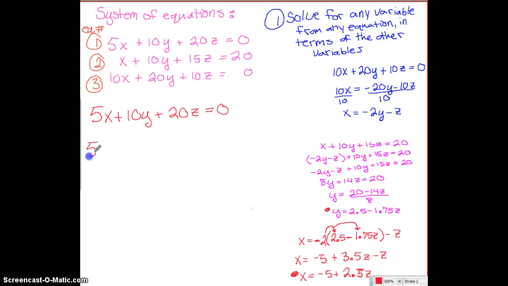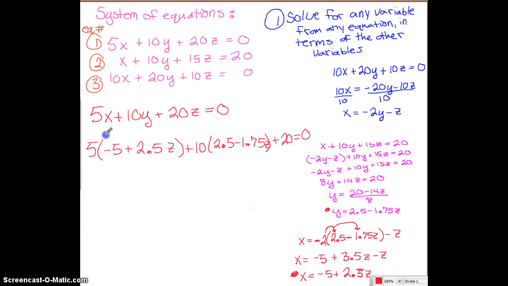So I have 5 times (negative 5 plus 2.5z) plus 10y, and I'm going to replace the y, like I said, with (2.5 minus 1.5z) plus 20z is equal to 0. Now, since we only have one variable, we're going to solve for that variable, and later we'll plug that z into the other equations and solve for y and x.